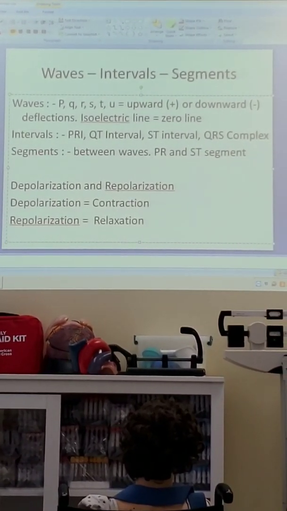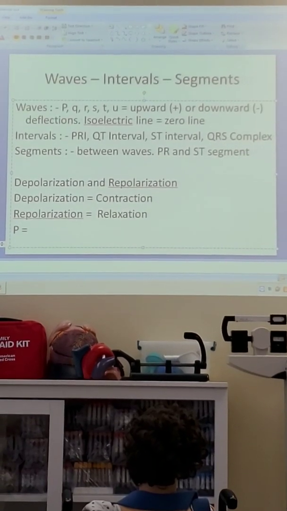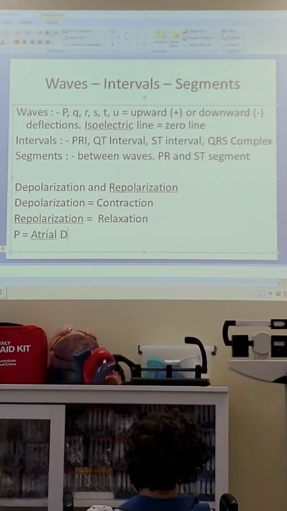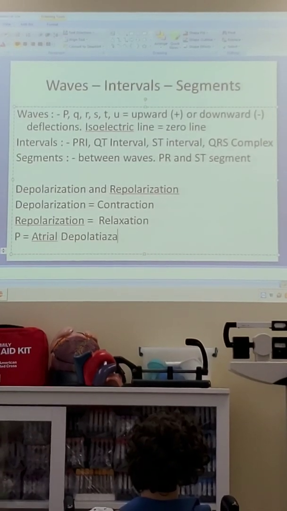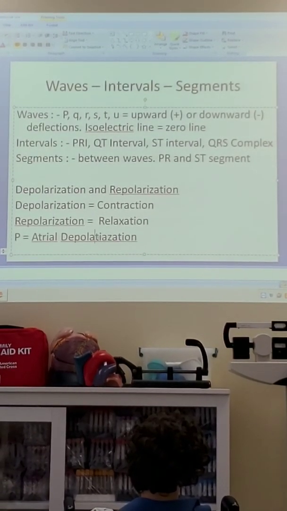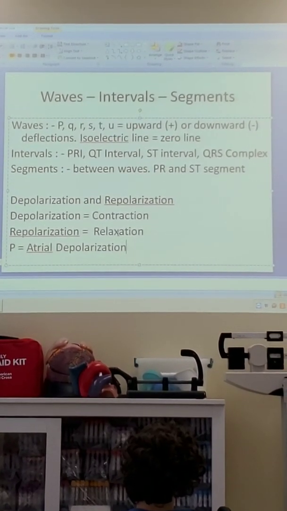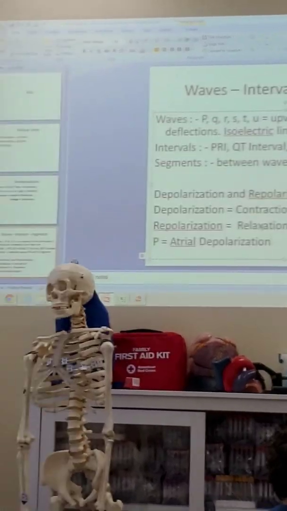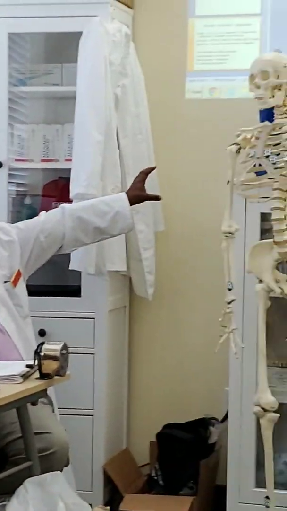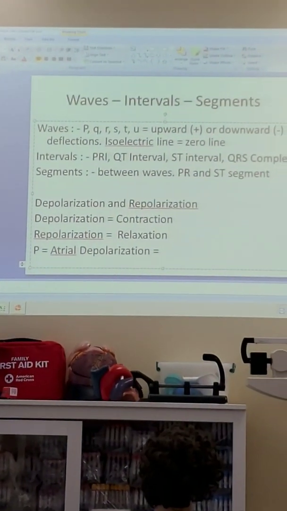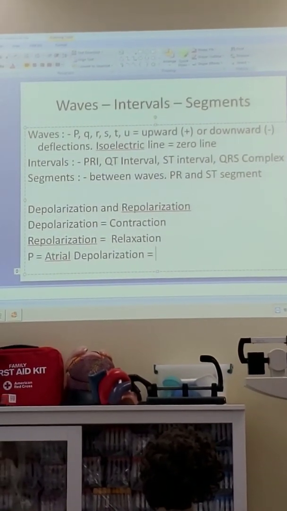So when we see the P wave, it always shows us atrial depolarization. It means that the atria is depolarized, or the atria contracted. That's what it's showing us. When I see a P wave, and when the P wave is normal, it means the atria is getting normal stimulation. Why? Because of the SA node. The SA node is in the right atrium. That is the source of the whole electrical impulse.